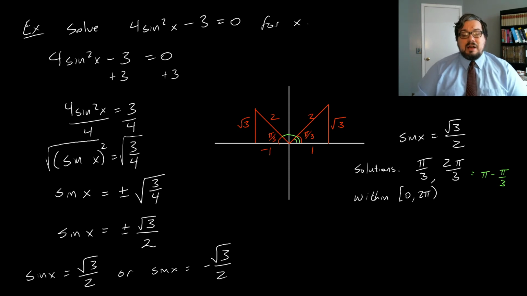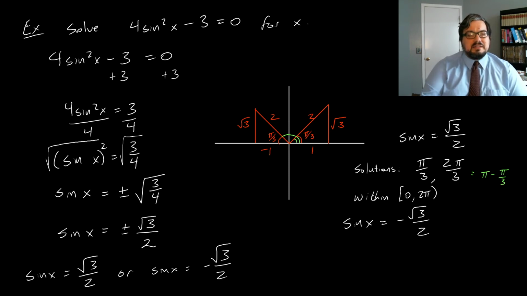All right, now let's look at the other one. Let's look at sine x equals negative square root of 3 over 2. This is going to work very similarly. Let me use a slightly different color though, so as not to be confusing.